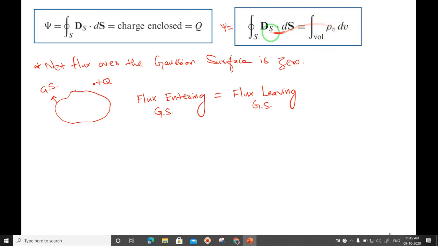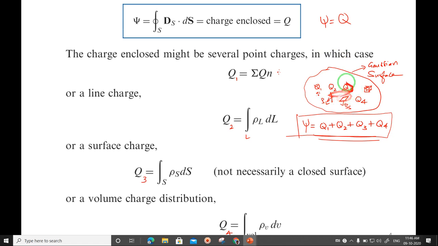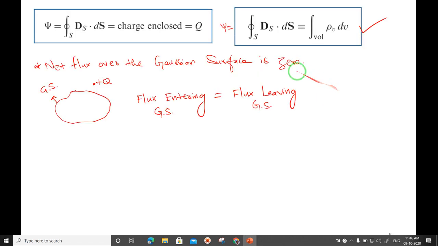Yes, I hope you understood this. So ψ is equal to the closed surface integral of D dot dS, that is equal to Q. But what is this Q? I am treating the enclosed charge as volume charge. So Q is equal to the volume integral of ρv dv, right? So I am looking at all the other types of charges as volume charge only, right?